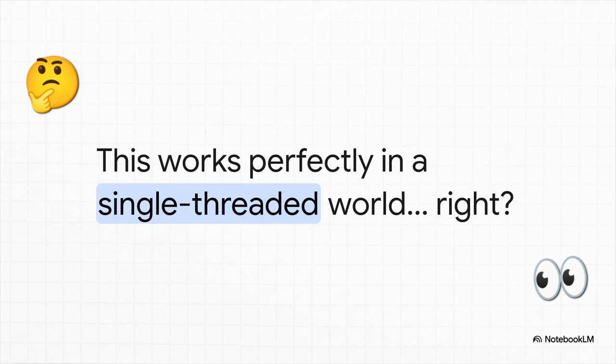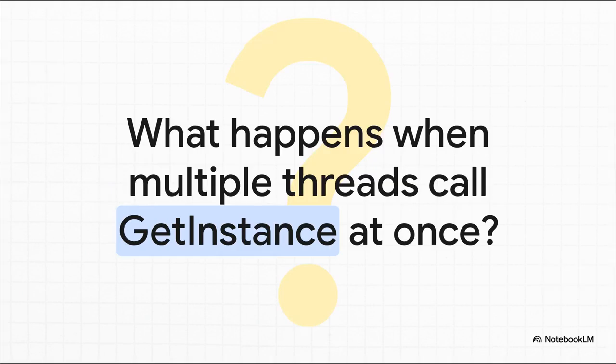And you know what? For a simple application where only one thing is happening at a time, this little recipe works like a charm. It's clean, it's simple, it gets the job done. But what happens when our world gets a little more chaotic? What happens when our app starts juggling multiple things at once? And this is where we meet the villain of our story, multi-threading.